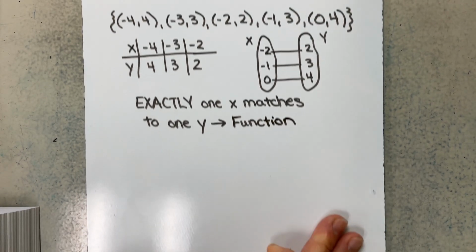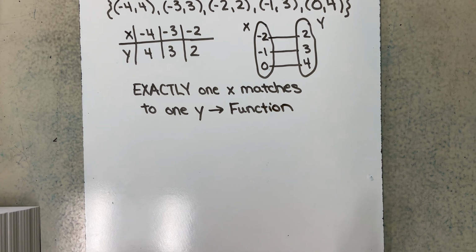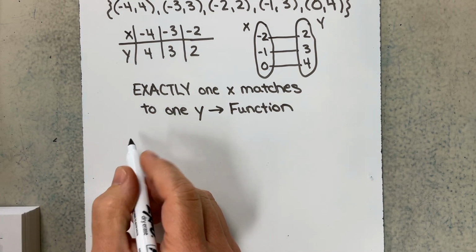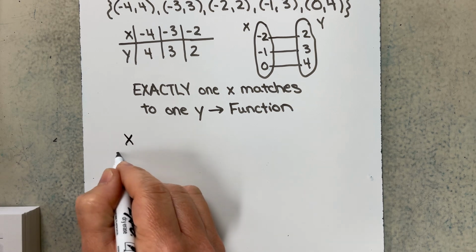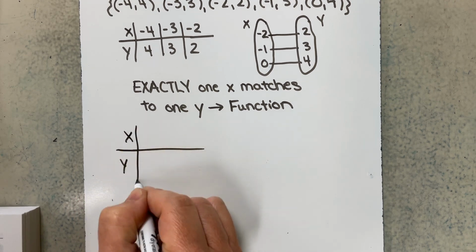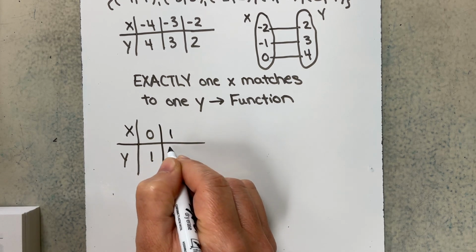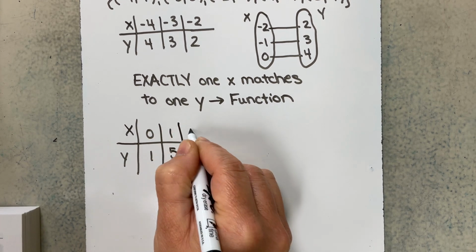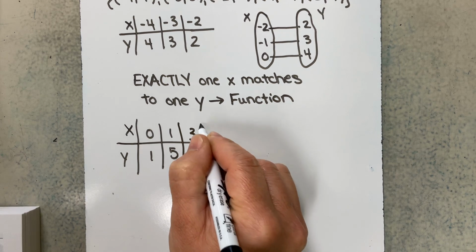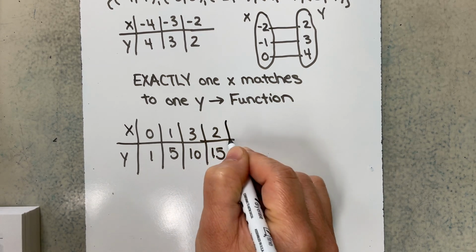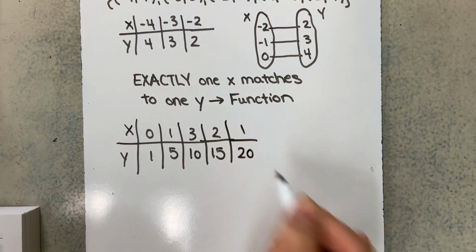Okay, some examples, let's see here. And you can also look at a graph. I'm not going to look at too many of those just because it's harder on here to graph them. But if I had, for instance, 0 goes to 1, 1 goes to 5, 3 goes to 10, 2 goes to 15, and 1 goes to 20.